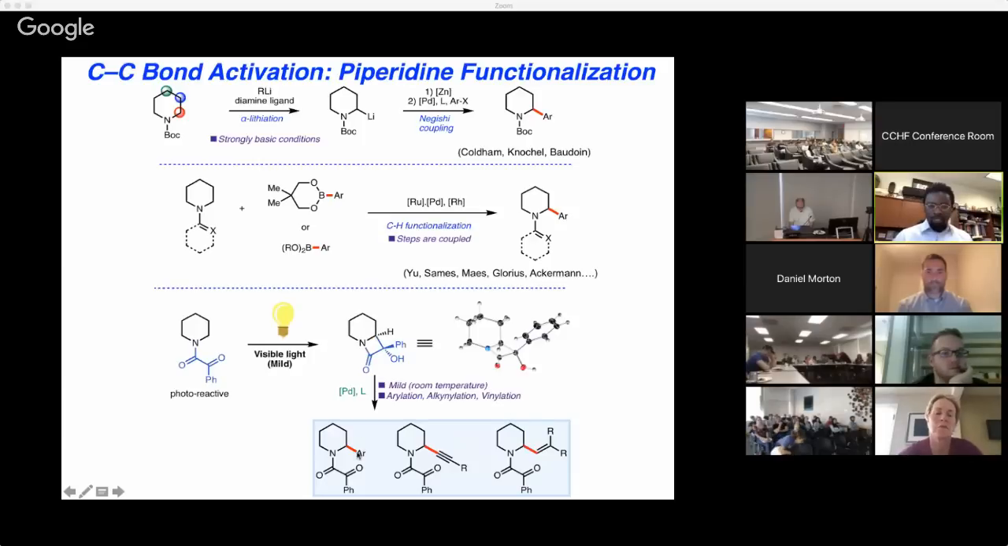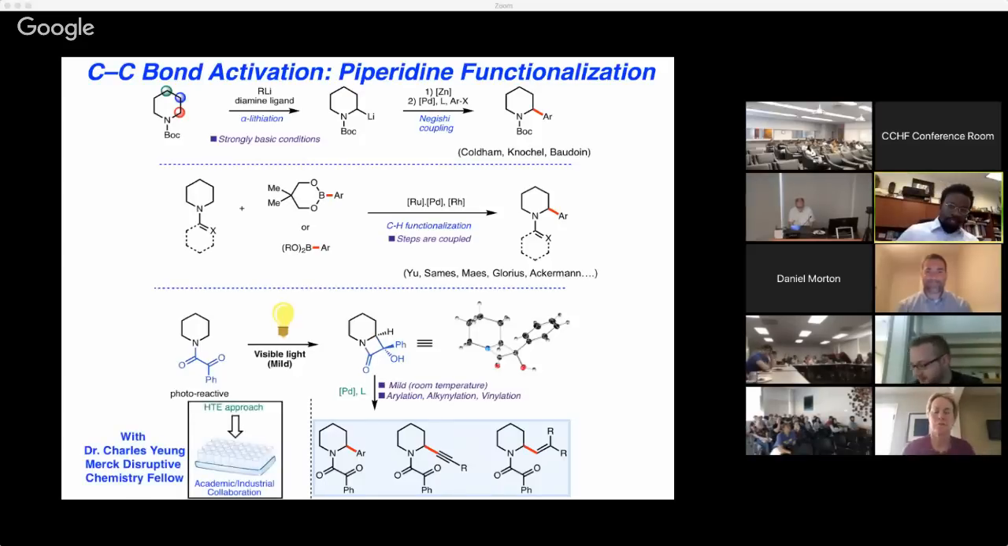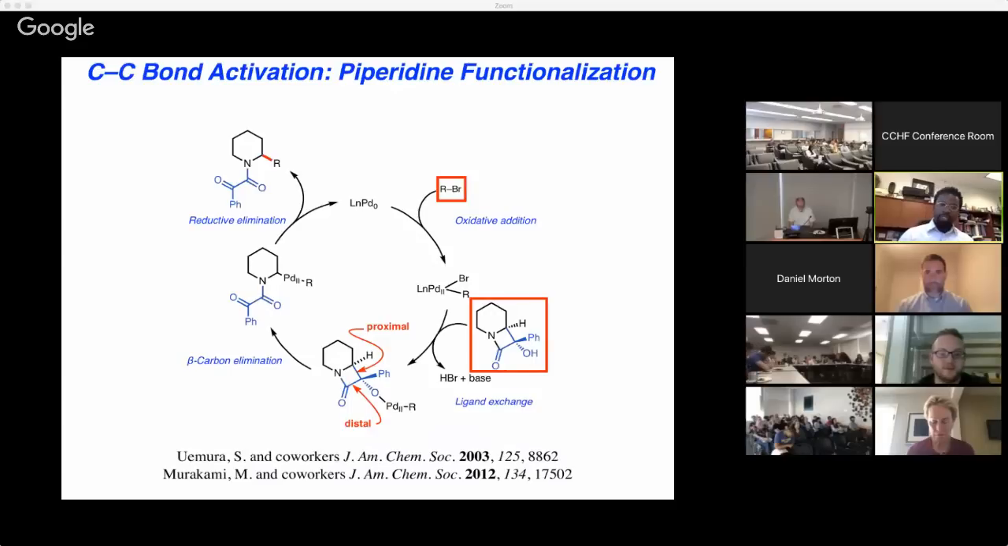Now, on paper, this process looked reasonable and straightforward, but of course, these types of pursuits are marred with complications. And so we entered into a very fruitful collaboration with Merck Research Laboratories, working with Dr. Charles Young, who's a Merck Disruptive Chemistry Fellow. There's a program at Merck. And Charles has really led our efforts to utilize high throughput experimentation screens to identify the best catalyst to achieve this particular process.